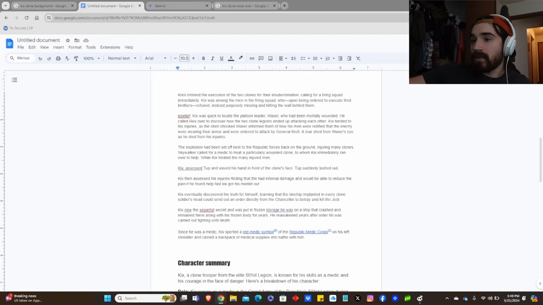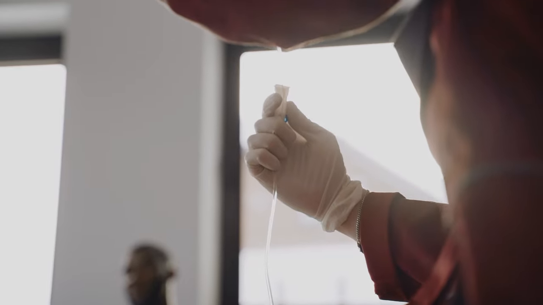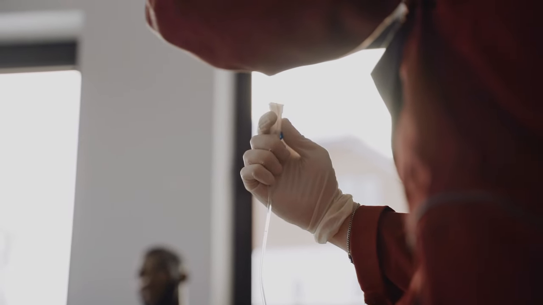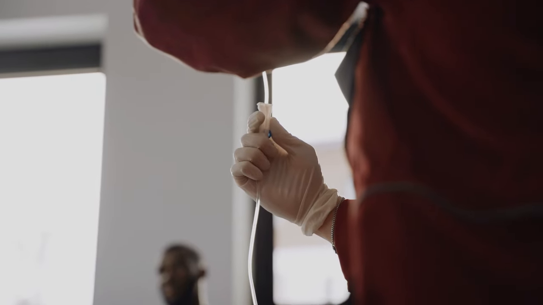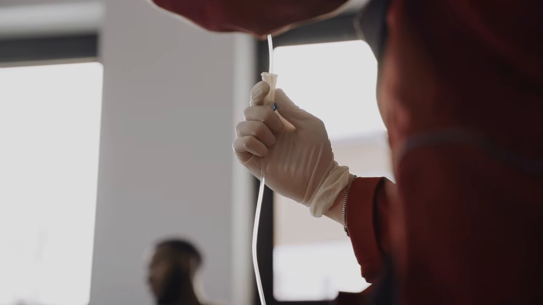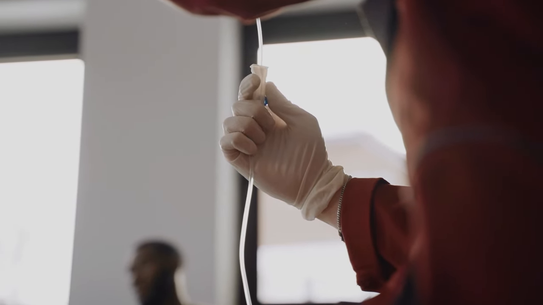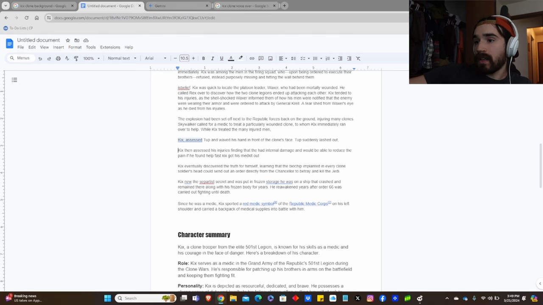In a battle of explosions, an explosion went off, injuring many clones. Skywalker called for the medic for the partially wounded clone, and Kix immediately went over. Another example is when Kix assessed Tup when he was having some psychological problems. Another example is when a clone was crushed by a vehicle, and once freed, Kix went and assessed him, got his medic kit out.